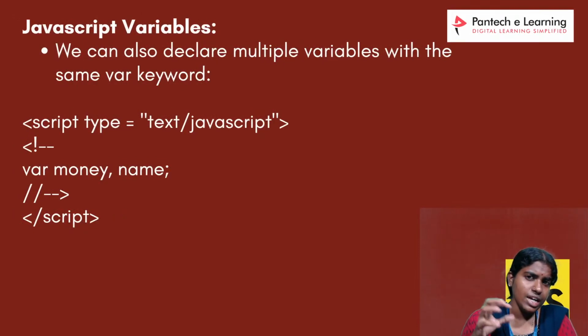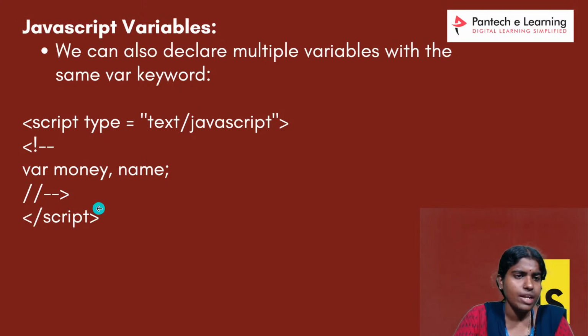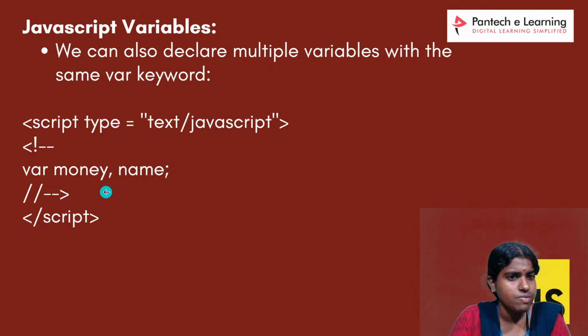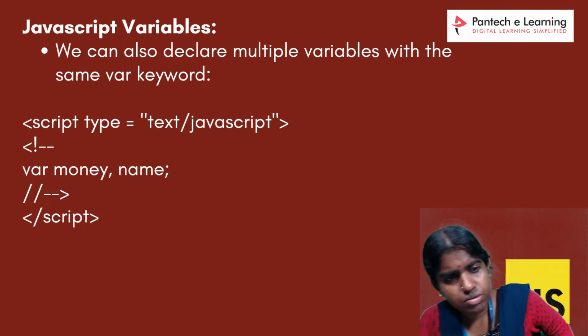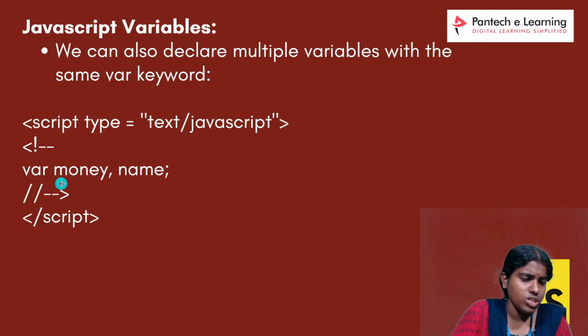And I can also declare multiple variables with the var keyword. So instead of storing a single variable, I can store multiple variables. You can see here I am using the var keyword, and I am just storing money and then name. So I can store multiple variables in a single line.